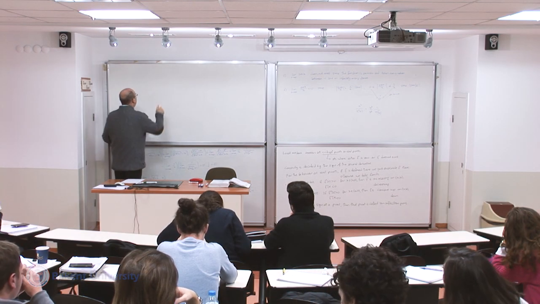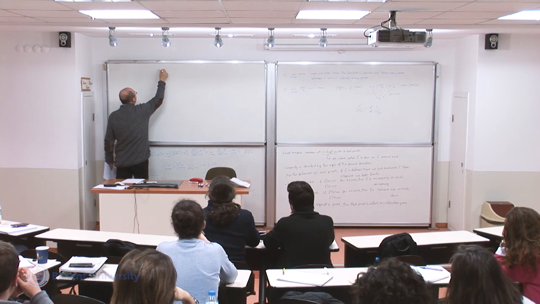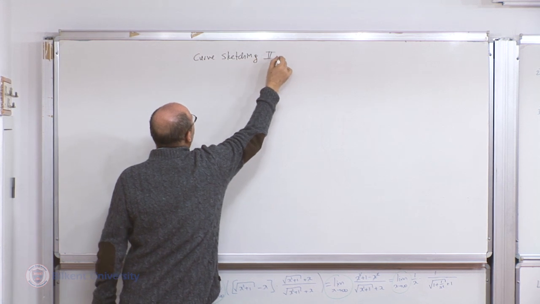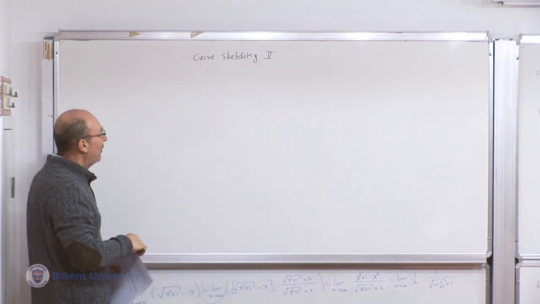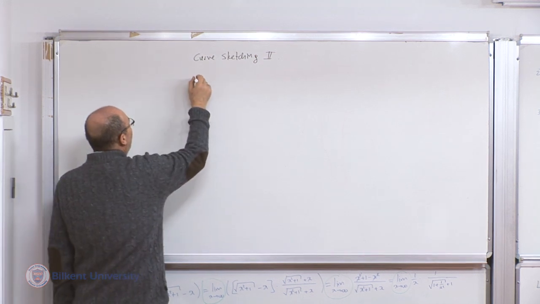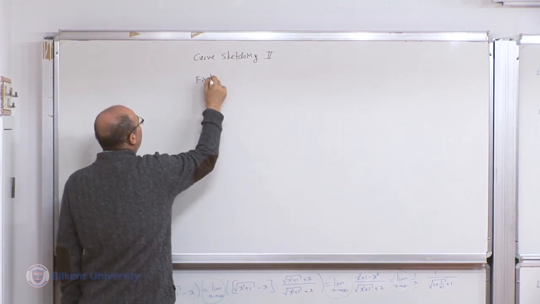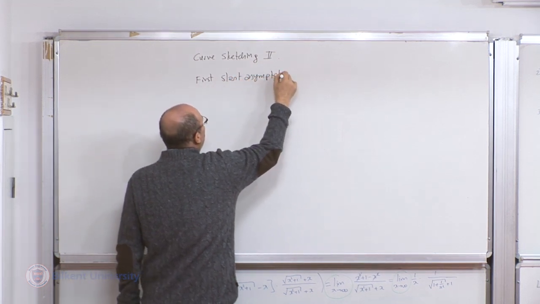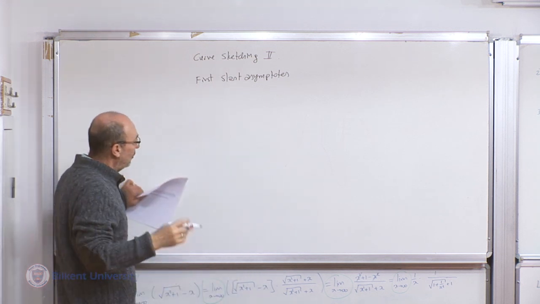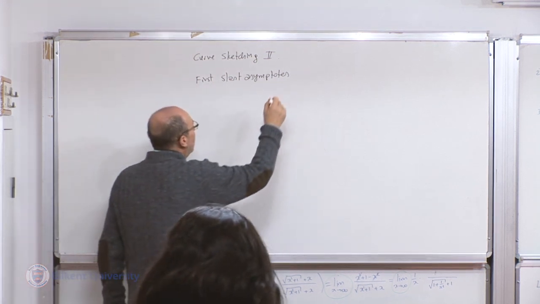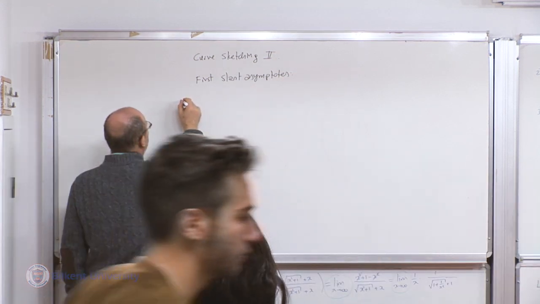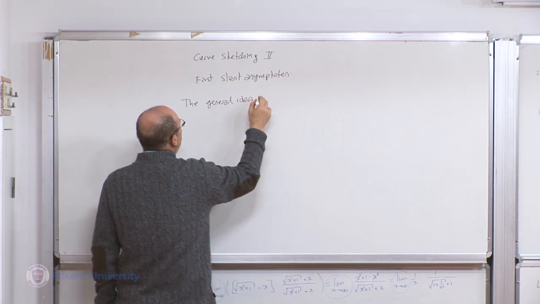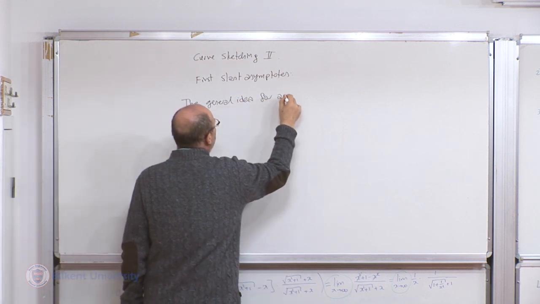Okay, so we are again doing curve sketching. Curve sketching 2. Now, we want to first look at slant asymptotes. Sometimes instead of slant, we use oblique asymptotes. The general idea is this one. Idea for an asymptote.